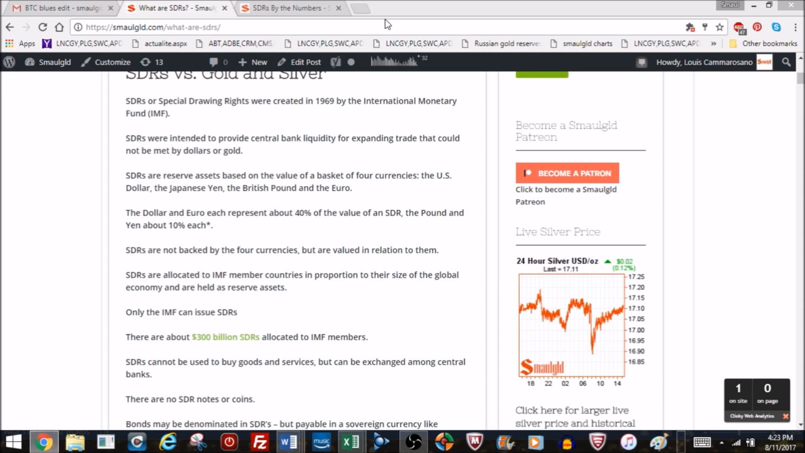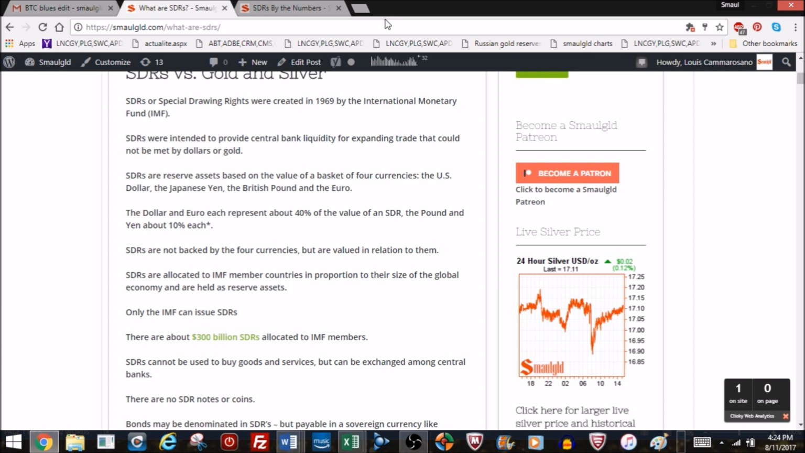So SDRs were invented at the time to provide central bank liquidity. They were there to provide another reserve asset like gold and the US dollar, because the dollar was the world reserve currency, and basically gold and the dollar at the time were interchangeable. But that wasn't enough to supply the liquidity for international trade. So they came up with a scheme, which is the SDR.